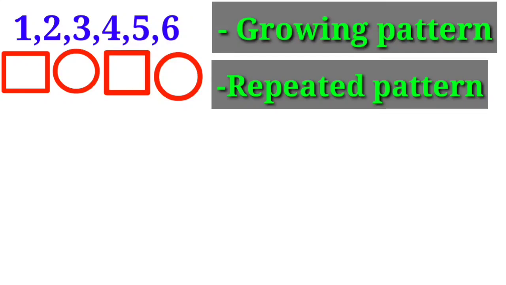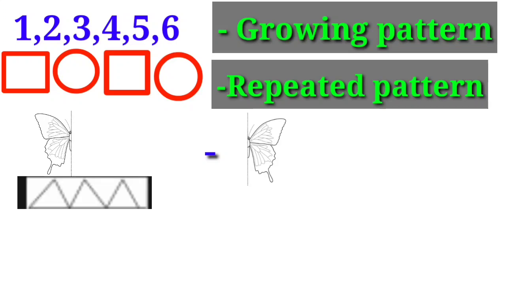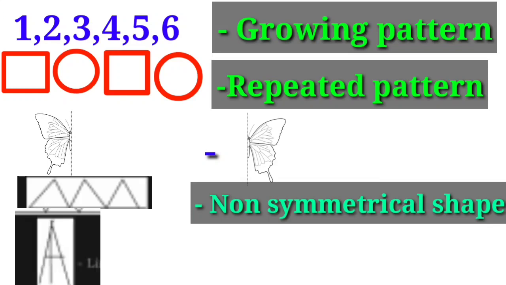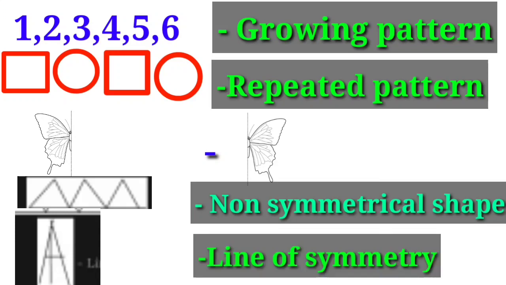One, two, three, four, five, six. This is a growing pattern. Next, square, circle, square, circle. That is a repeated pattern. Yes. Only half of the butterfly is there. Yes, this is the symmetry. Okay. See, is this a symmetrical line? No. This is a non-symmetrical shape. What is this? This is a line of symmetry.